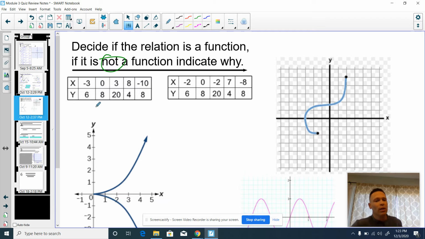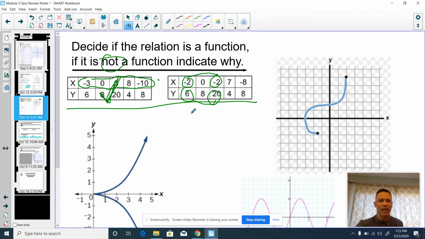All right, now in a table, these first 2 are in a table. When we're in a table, what we're looking for is repeated x values that pair with different y's, okay? So if I look at this, all of my x values, none of them are the same. This checks out. The first one is a function. That's okay. This one has repeated x values, right? And they are matched with different y values. That makes this not a function.